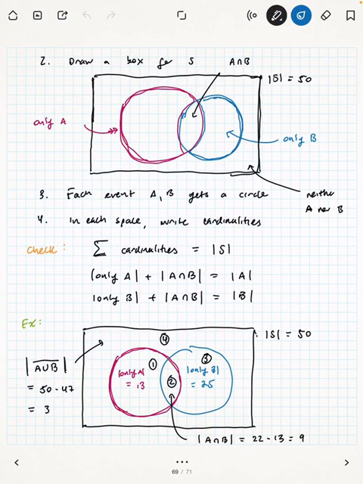And in the complement of all these three parts, the neither A nor B set, we're going to take 50 and subtract 47 from that, because 47 is the sum total of all these categories here. And that gives us 3. So only A, 13 people. Overlap, 9. Only B, 25. And neither will be 3.